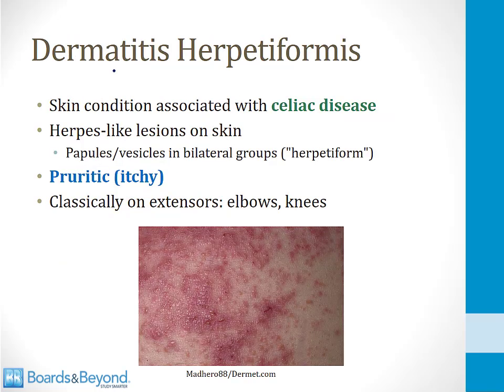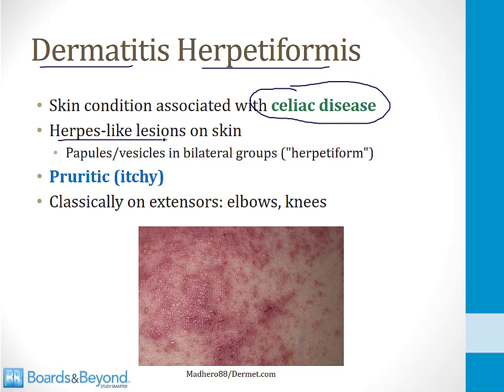The last disorder we'll talk about in this video is dermatitis herpetiformis. This is a skin condition that's associated with celiac disease. And I talk about celiac disease in greater detail in the GI section in the video on malabsorption. But people who have celiac disease can develop an associated skin condition, and that's called dermatitis herpetiformis. This disorder gets its name because the lesions on the skin look like herpes. That's why it's called herpetiformis.